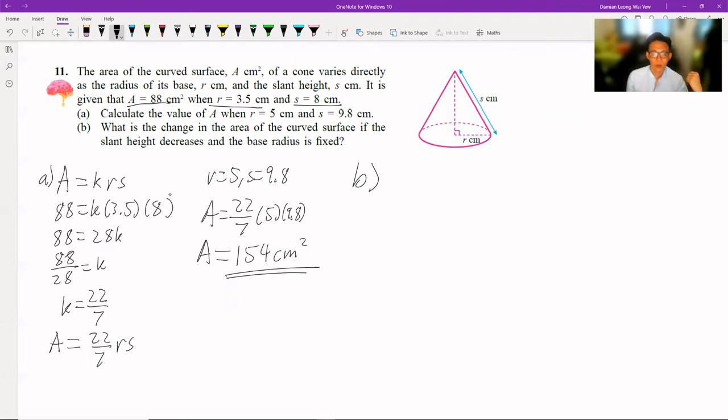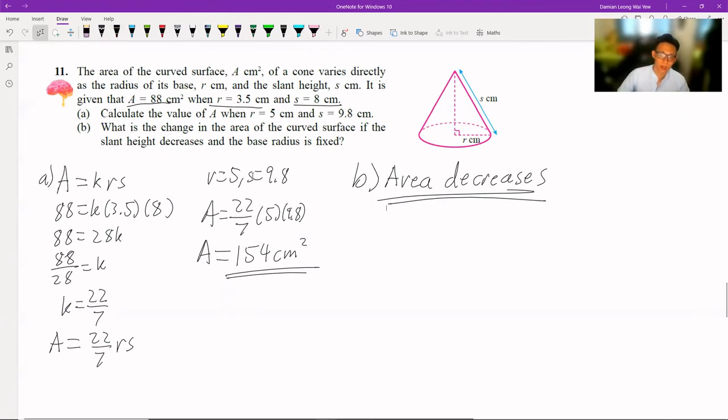So the area decreases. Okay, so you have to know how they will relate.